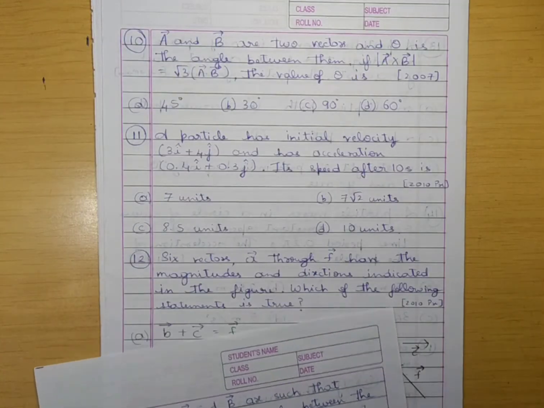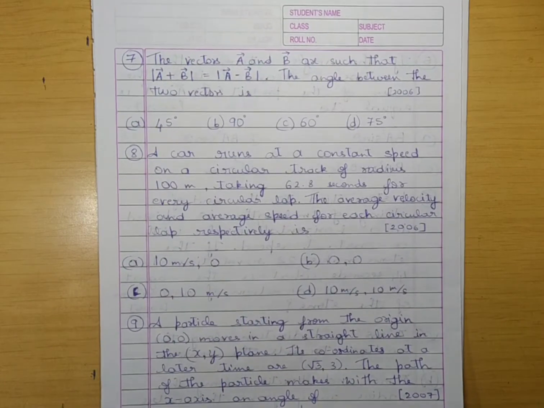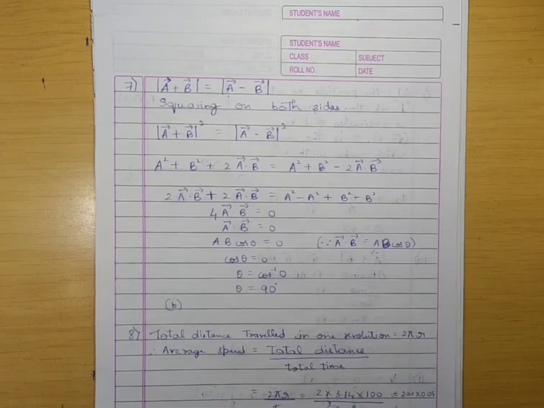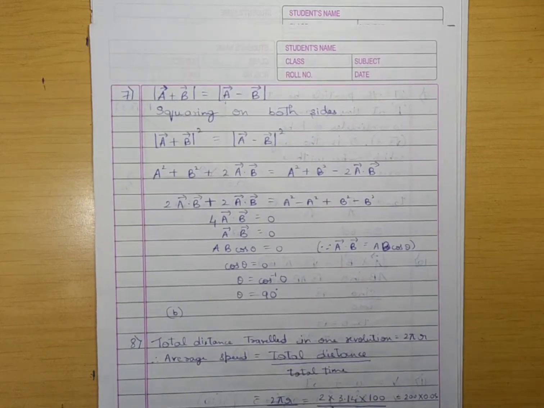Question 7. The vectors A and B are such that the magnitude of A plus B is equal to the magnitude of A minus B. The angle between the vectors is. I think this is a repeated question. There are two methods to solve this question. We will solve another method in the upcoming question, which will be repeated.